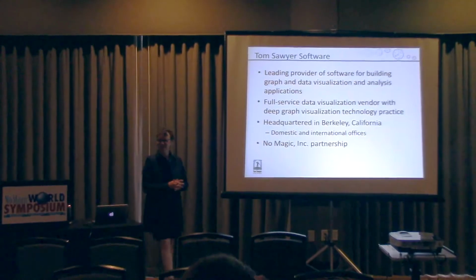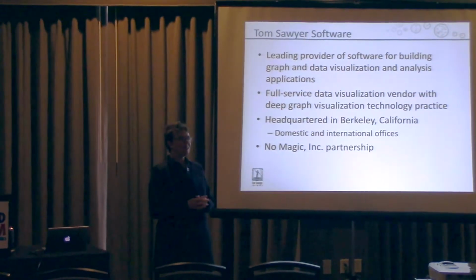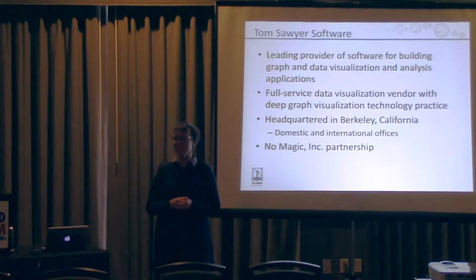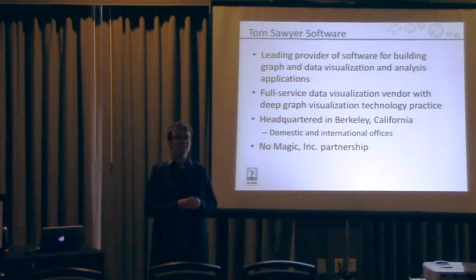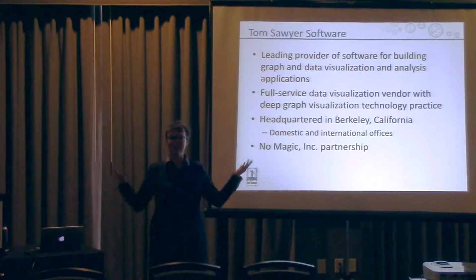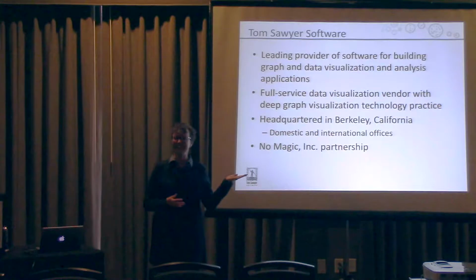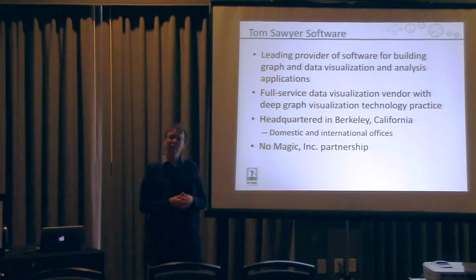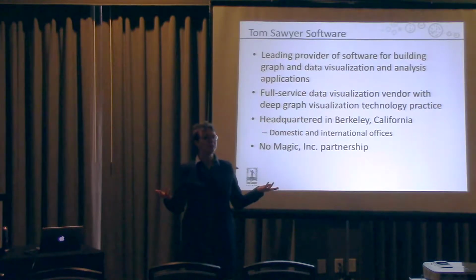So Sawyer Software is an international company. We're based in Berkeley, California. We also have offices in Latvia, Newcastle, Australia. We're establishing an office in Greece. We have one in Mexico City, and we're also distributed across the U.S. as well. We started in 1992 as graph visualization experts. We've also expanded now to include a great deal of graph analysis and other types of data visualization.